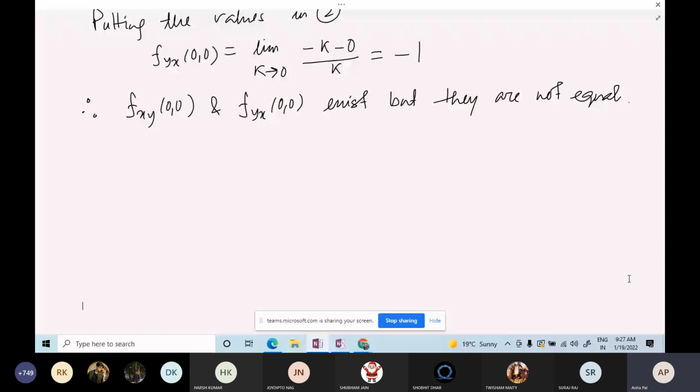Anyway, two theorems I'm writing, only the statement. You just need to know the statement. One is Schwarz's theorem.